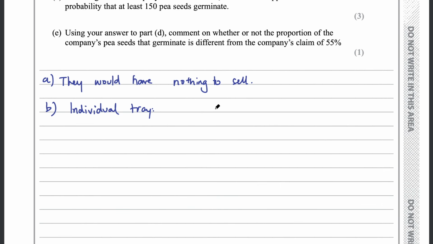So for an individual tray, we've got 24 seeds, so the sample size will be 24. Our probability of success is 0.55, as they've said, and this is going to be a binomial distribution. So we need to put that in our notation as well. So we're looking for the probability of an individual tray, 15 or more seeds germinating. So we can write that as x greater than or equal to 15.